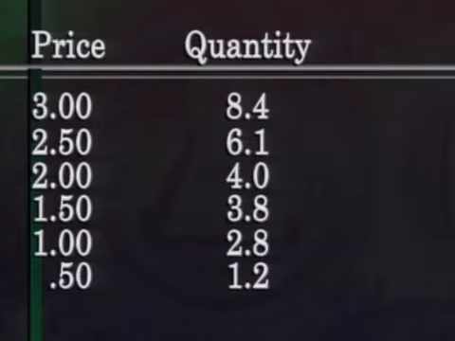Well, let's look at some hypothetical beer data. We see that when the price is $3 per bottle, total supply is 8.4 million bottles per year. At $2.50 per bottle, the quantity supplied decreases to 6.1 million bottles per year, and so on to the price of 50 cents per bottle when supply is 1.2 million bottles.